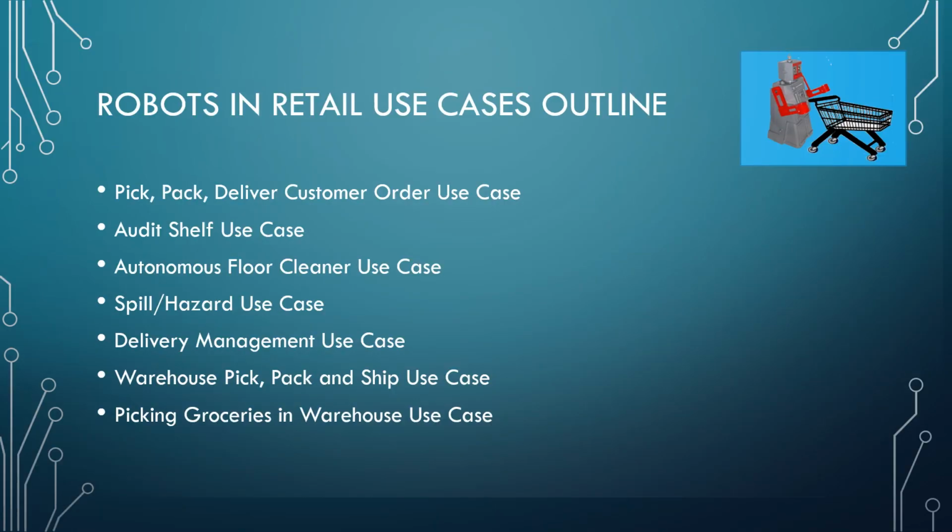This is an outline of the various use cases that are going to be covered in this presentation. As you can see, there's one on pick, pack, deliver customer orders. There's an audit shelf use case, autonomous floor cleaner, a spill hazard use case, a delivery management use case, a warehouse pick, pack, and ship use case, and picking groceries in the warehouse use case. You can see that it covers quite an extent of the various uses for retail robots.